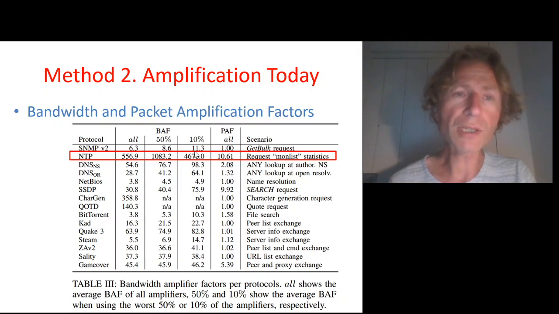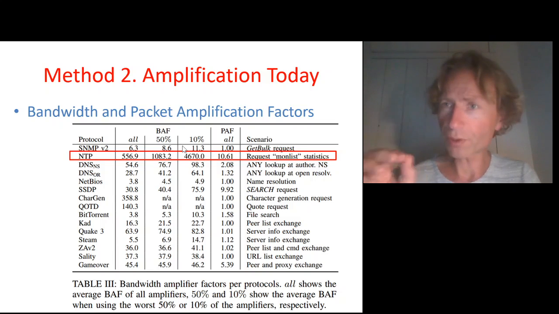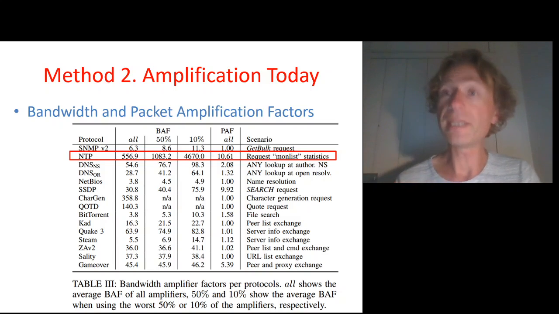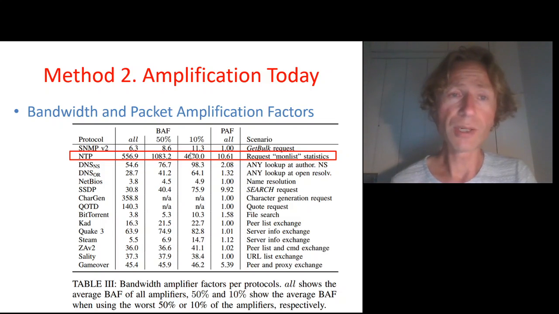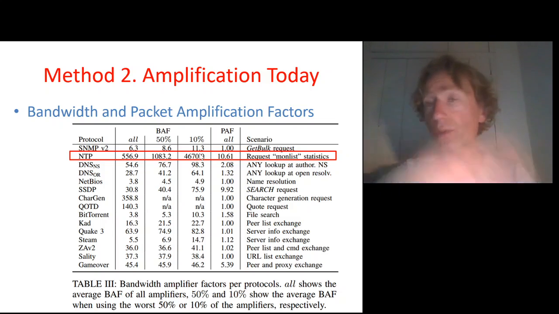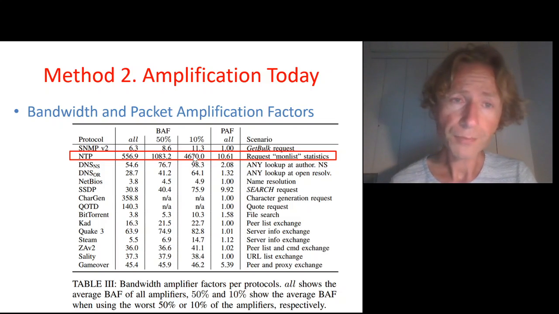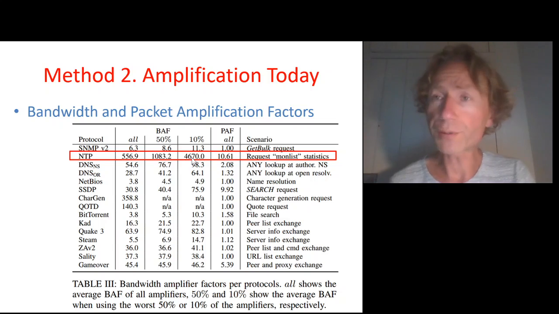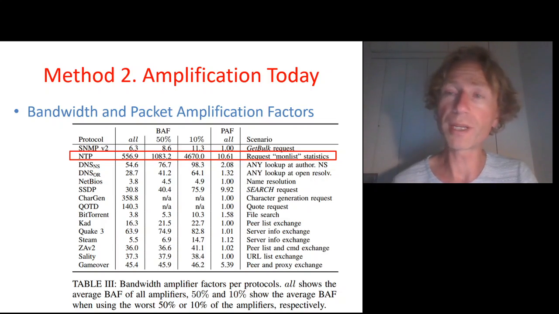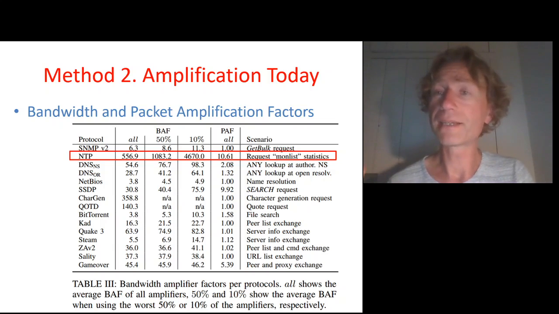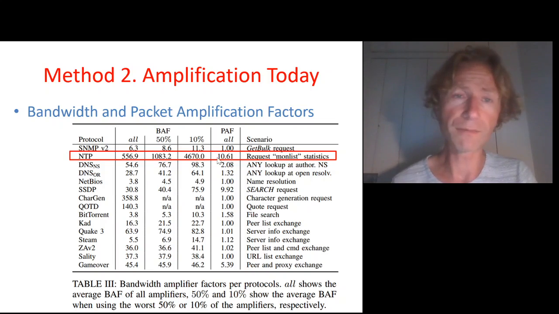But if you started looking at the top 10%, certain NTP servers did even better than that. They were able to send even more data back. Across the top 10%, and we're still talking about thousands of servers, the byte amplification factor was over 4,000. So for every byte, you would get 4,670 bytes back. That's a huge amplification factor.